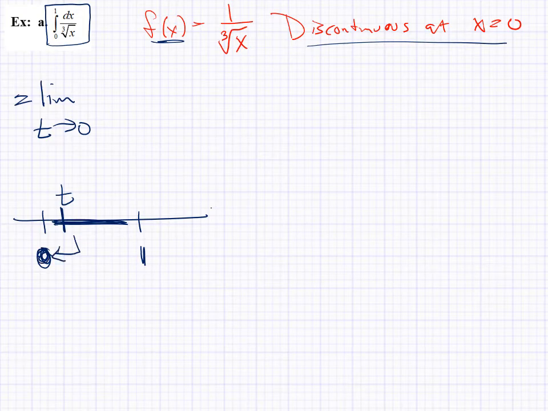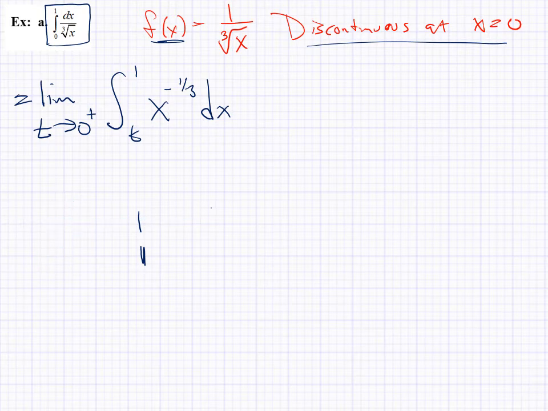So in this case, I'm approaching it from the right of the integral from t to 1 of, I'm going to rewrite this as x to the negative 1/3 dx. I have to write in power notation anyway to integrate it, so I might as well just do it now. Cube root of x is 1/3. It's in the denominator, so now it's negative 1/3.